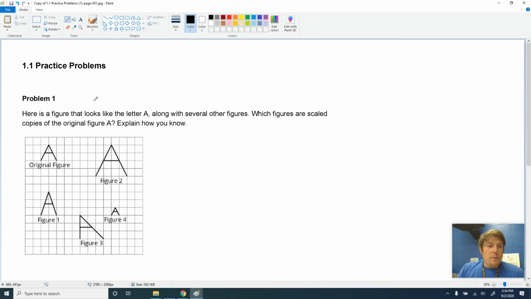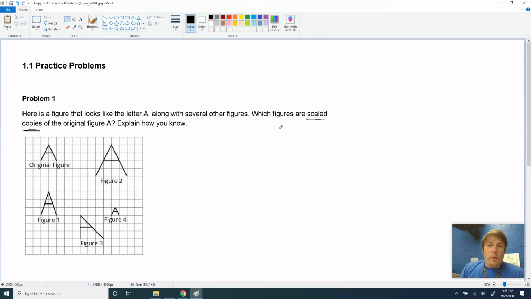Homework 1.1, the first page. You're looking at these 5 different figures, and we have a figure that looks like the letter A, along with several other figures. Which figures are scaled copies of the original A? And then we have to explain how we know for each one.